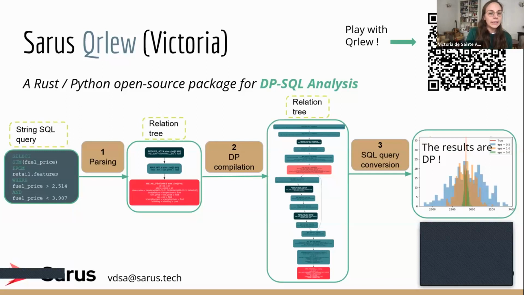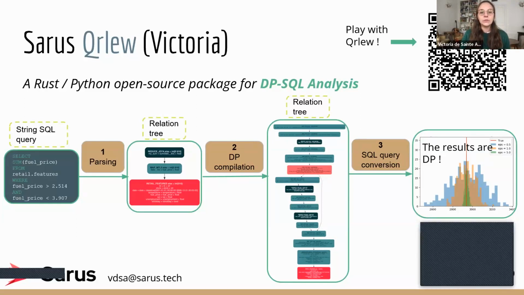So on the schema here, you may see an overview of the main steps of our algorithm. So we start with an SQL query, which is a string. And in step 1, we parse this query and create a relation tree. And then in step 2, we compile this tree into differential privacy. So it is during this step 2 that we do all the operations specific to differential privacy. First, we propagate the user ID and the sensitivity through all the relations.